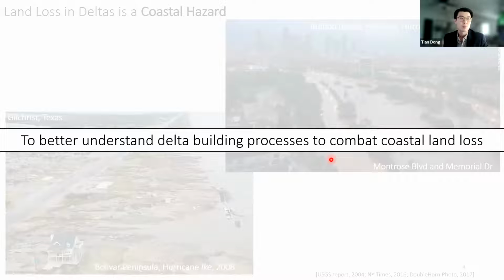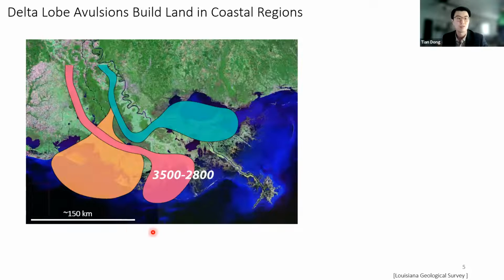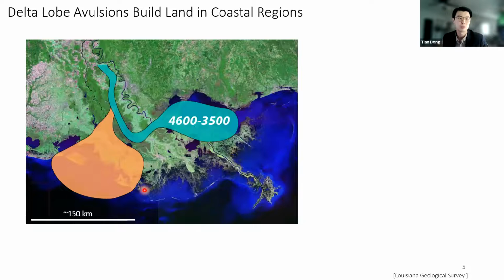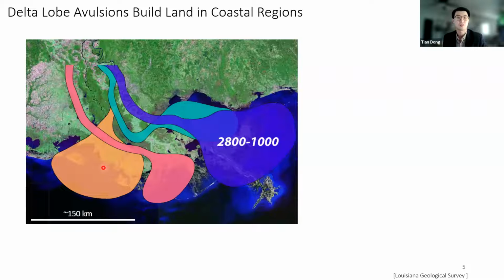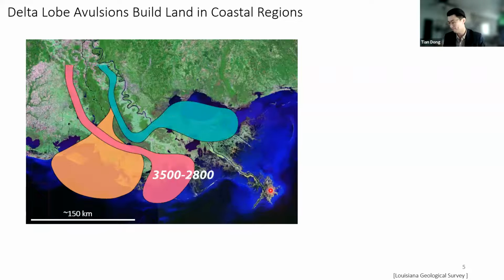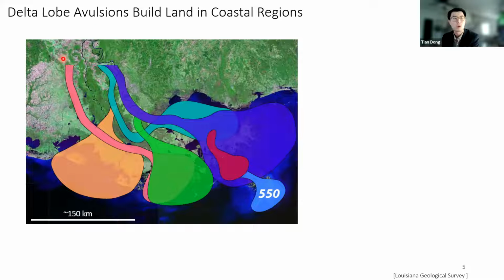One of the primary ways that deltas build subaerial land around the coastal regions is through the process of delta lobe avulsions. Here I'm showing an animation of delta lobe avulsion of the Mississippi River Delta during the Holocene. As you can see, through several avulsions, the Mississippi Delta is able to build subaerial land around the Louisiana coastline. These different colors represent different ages. These avulsions can be driven solely by internal processes from sediment and water transport in rivers.